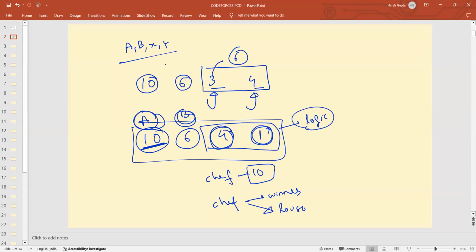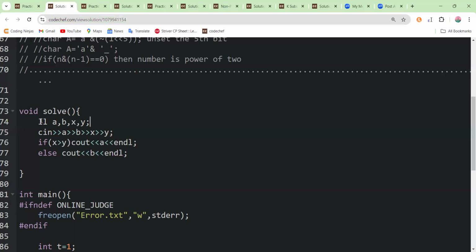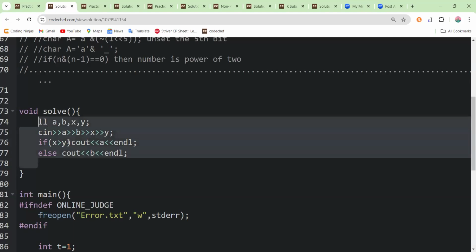Let me show you the implementation. You are taking A, B, X, and Y as inputs. Then if X is greater than Y, that is, Chef is scoring more goals than Chefina, this means Chef is winning the game and the winner is getting A gold coins, so we simply print A. If this is not the case, that is X is less than Y, Chef is a loser and the loser is awarded B gold coins, so we print B. That's the simple code for this question. Anyone have any doubt, or should we jump on to the next one?